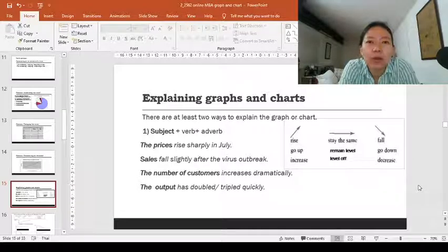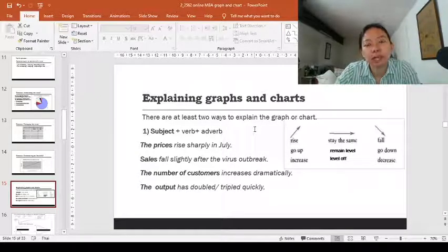So in this video, we're going to learn how to explain graphs and charts, because when you're giving a presentation, it is likely that you're going to use one of these visual aids. Here, there are at least two ways to explain a graph or chart. Let's start with the first way: subject, verb, and adverbs.